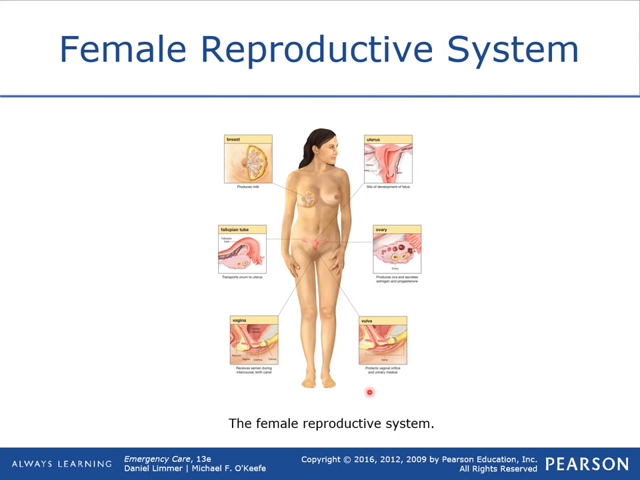You also have the vulva, which is the external part of the vagina. It's the lips that you'll see. And its main job is to protect the vaginal orifice and the urinary tract. It's just providing a little bit of tissue to protect that area.